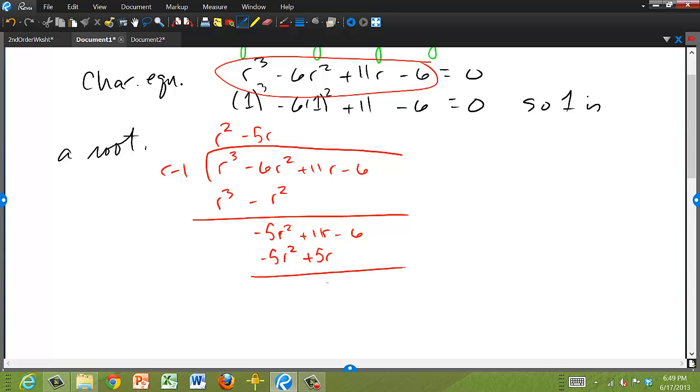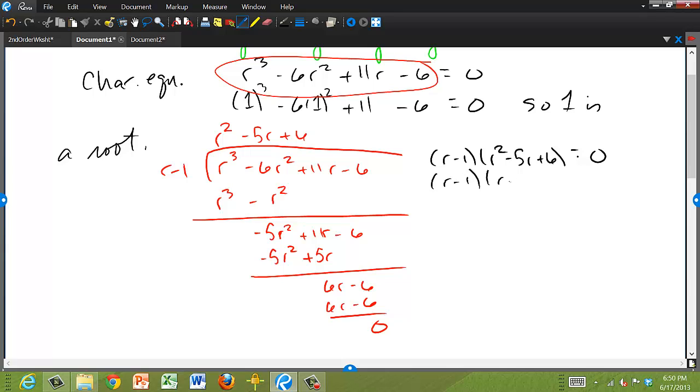And subtract, and you'll get a 6r minus 6, and so you get a plus 6 here. And that's 6r minus 6, and this divides evenly as it should because 1 is a root. So this left-hand side is now r minus 1 times r squared minus 5r plus 6 equals 0. You can factor that left-hand side. Now it's r minus 1 times r minus 2 times r minus 3. So you've got 3 roots. They are r equals 1, r equals 2, and r equals 3.